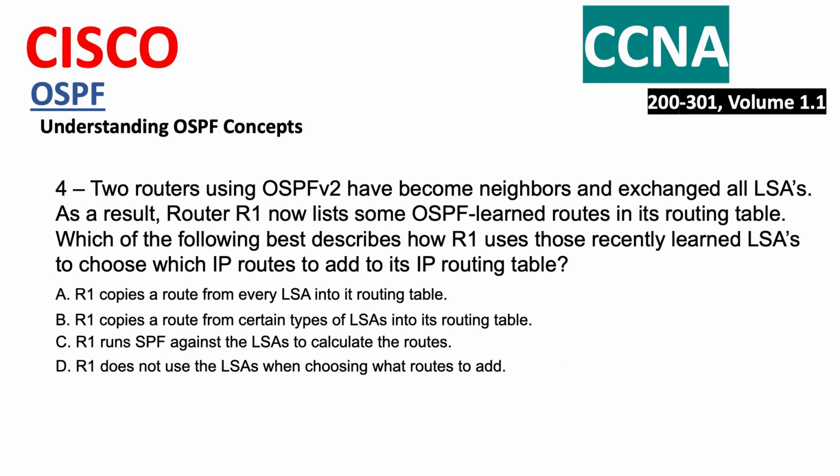Question 4. Two routers using OSPFv2 have become neighbors and exchanged all LSAs. As a result, router R1 now lists some OSPF learned routes in its routing table. Which of the following best describes how R1 uses those recently learned LSAs to choose which IP routes to add to its IP routing table? A. R1 copies a route from every LSA into its routing table. B. R1 copies a route from certain types of LSAs into its routing table. C. R1 runs SPF against the LSAs to calculate the routes. D. R1 does not use the LSAs when choosing what routes to add.